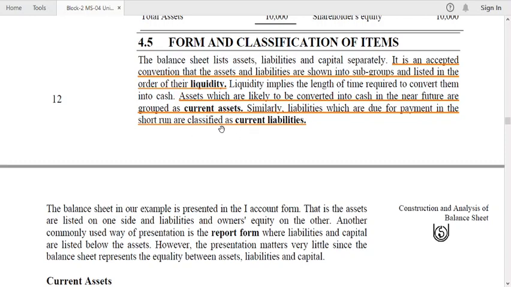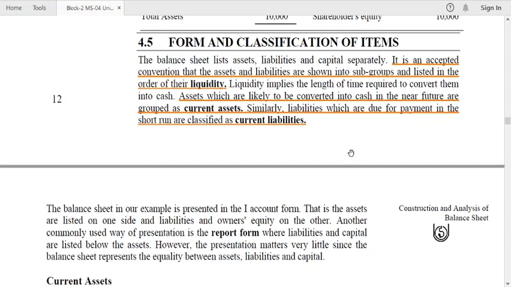Okay, we'll see this. It is an accepted convention that the assets and liabilities are shown in subgroups and listed in the order of their liquidity. How are these items grouped in the balance sheet? They are grouped based on liquidity. Liquidity means how easily items can be converted into cash.